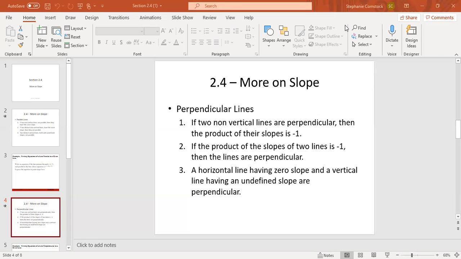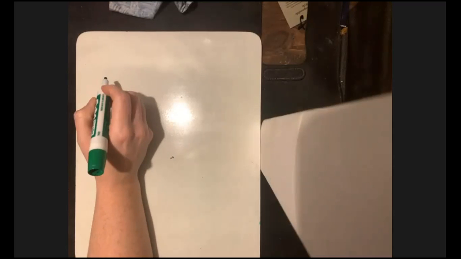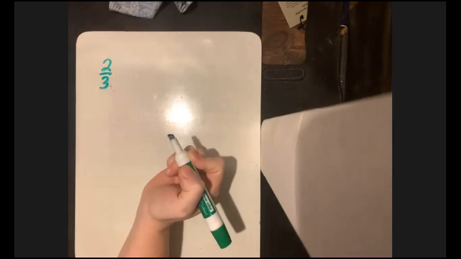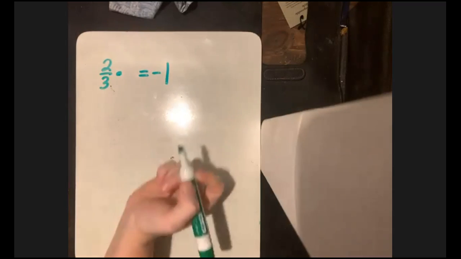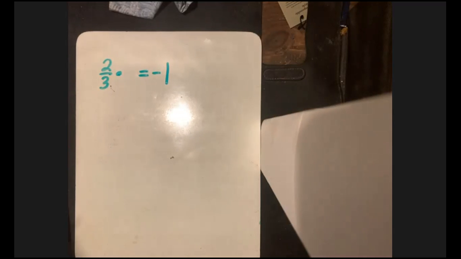Now, one of the things that I want to show you is how we process perpendicular slopes. So the concept here is, let's say that I have a slope of 2/3. Now, the way that this is going to work, because I'm trying to figure out what's going to make this equal -1. Okay. Well, first off, I'm going to need to pick up a negative.